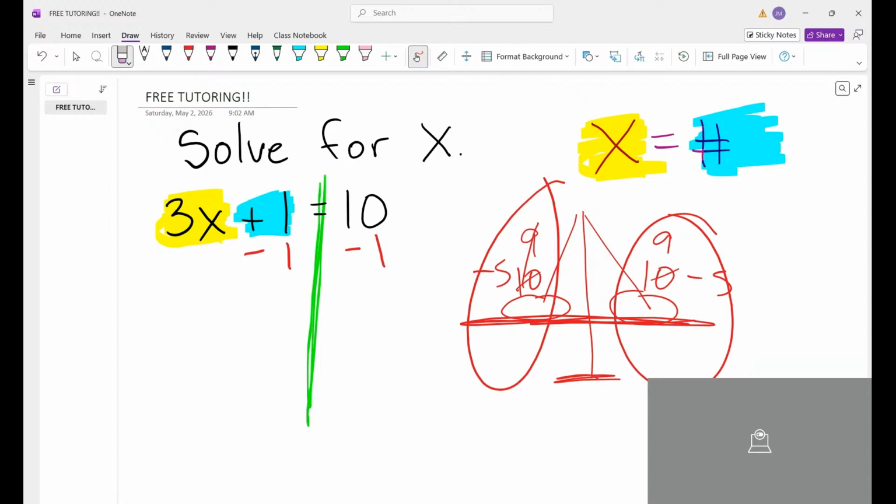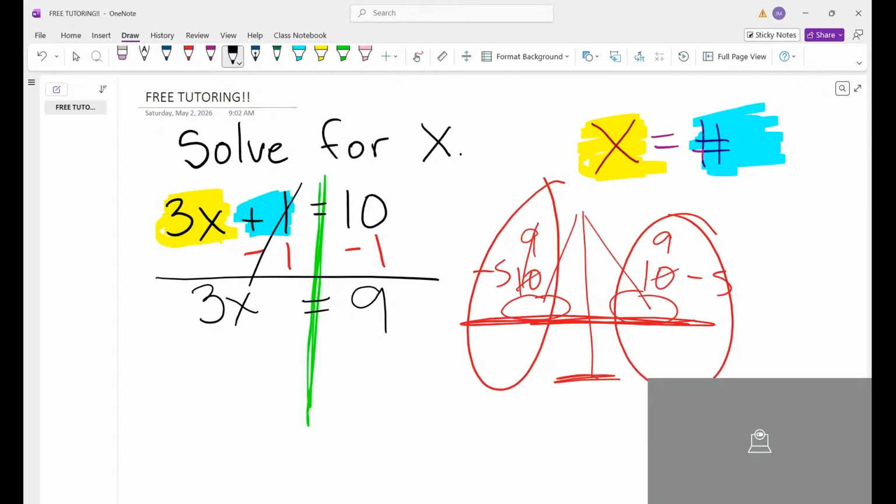So, okay, I subtracted 1 from both sides. So let me just write down now what we're left with. This 3x, I haven't done anything to it. I'm just going to bring down the 3x. Plus 1 minus 1, these will just cancel out. Bring down the equal sign. 10 minus 1, that is 9.